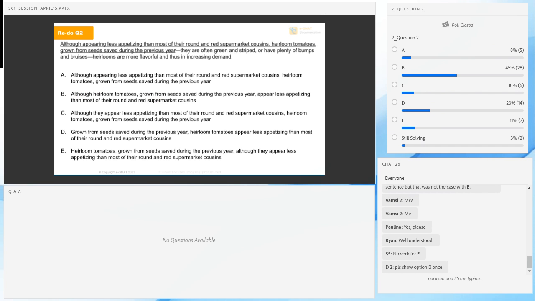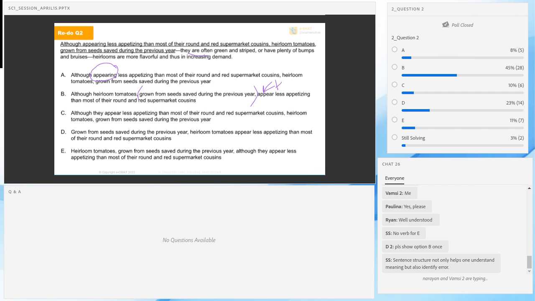here's choice B. Although heirloom tomatoes grown from seeds saved during previous year appear less appetizing. So here what has happened is this appearing has been changed into a verb here, right? Than they're round, they are often. So this is the remaining part over here. So simply choice B. In choice B, the author has simply changed the modifier into the verb.